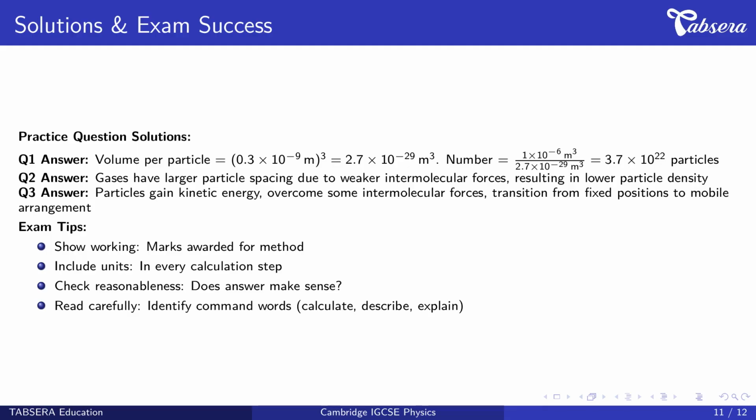For question 2, gases have larger particle spacing due to weaker intermolecular forces, resulting in lower particle density compared to solids where particles are tightly packed. For question 3, at the melting point, particles gain sufficient kinetic energy to overcome some intermolecular forces, transitioning from fixed positions in the solid to a mobile arrangement in the liquid phase.